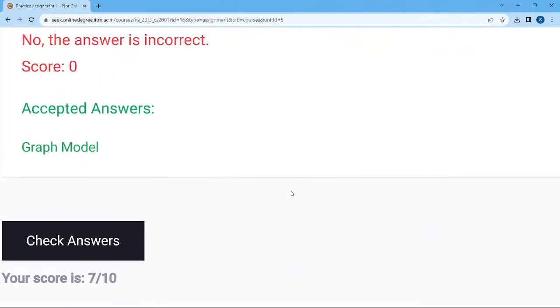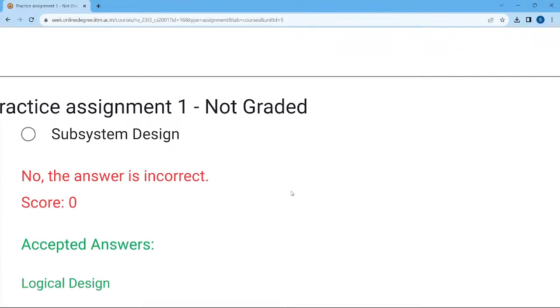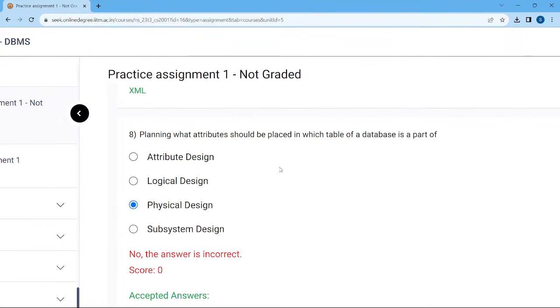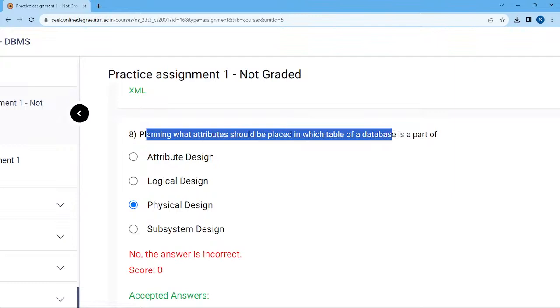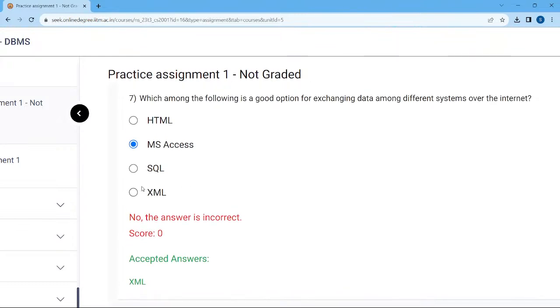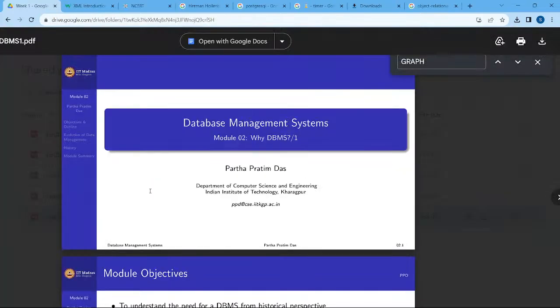Okay, 7 out of 10 is still good, but it would be better if I can score a 10 on 10. Okay, so one mistake that I did was planning what attributes should be placed in which table of a database is a part of. Okay, so the columns should be placed in which of the tables is a logical design. Okay, and which among the following is a good option for exchanging data among different systems over the internet? It is XML. Okay, so let's go to XML.